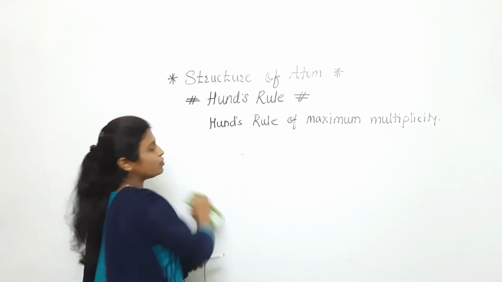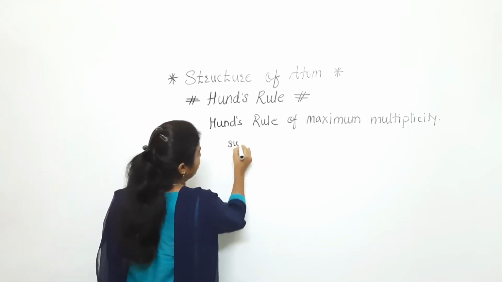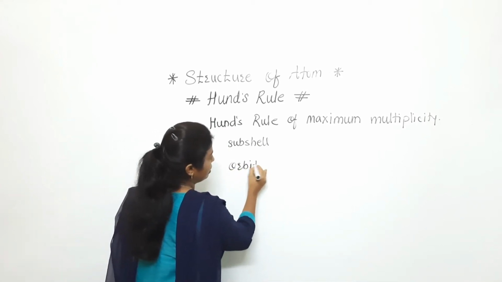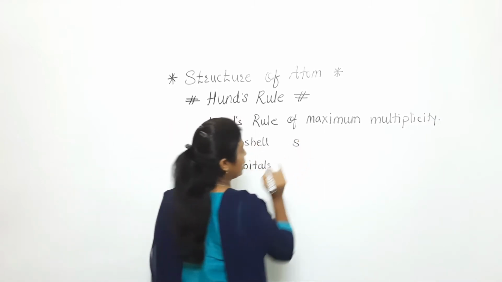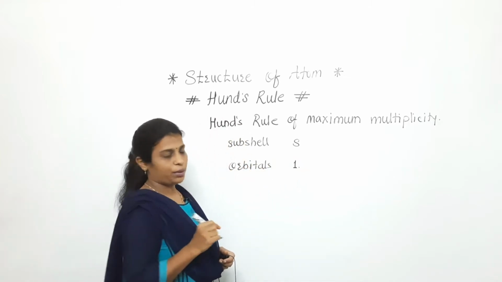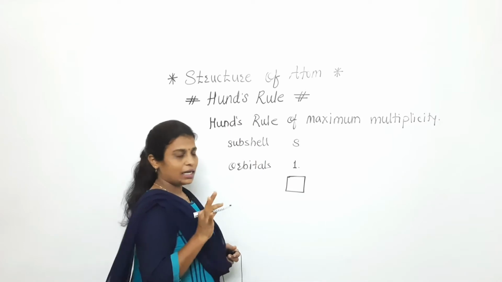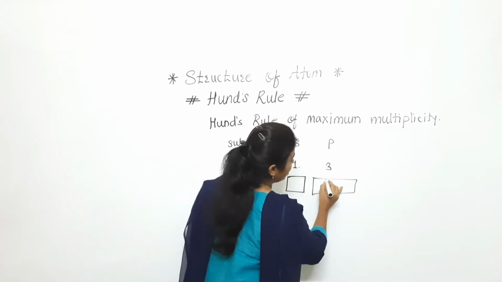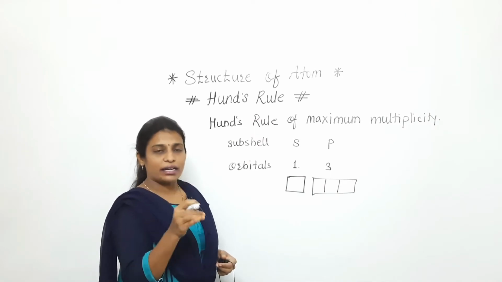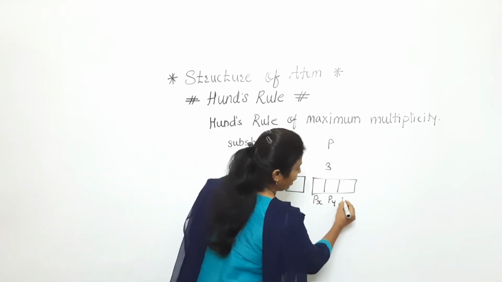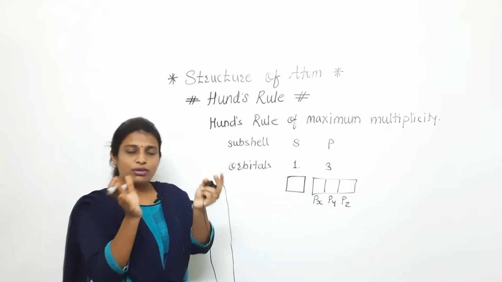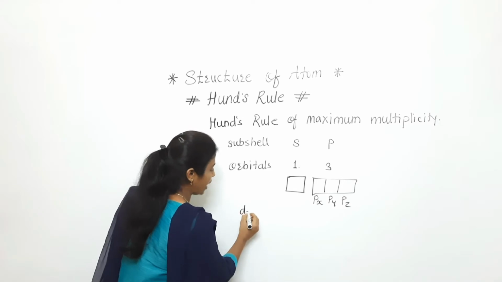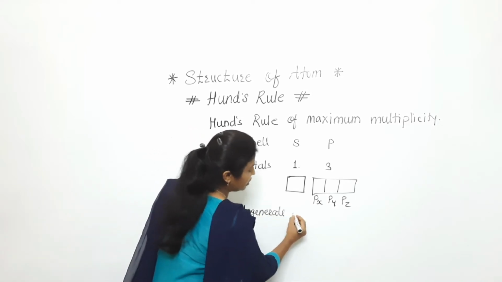Now see, as we have discussed subshells as well as orbitals. Subshells are named as s, p, d, f, and for each subshell there are some orbitals. For example, for the s subshell there is only one orbital, for which we draw only one box. For the p subshell, there are 3 orbitals, and we draw 3 boxes together, Px, Py and Pz. We draw them together because they have the same energy. When orbitals have the same energy, they are called degenerate orbitals. What is that? Degenerate orbitals.